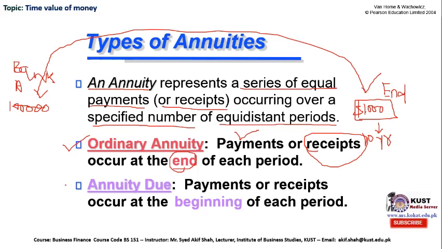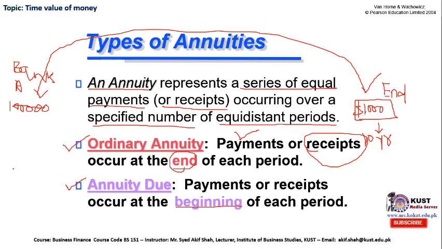Now, what is annuity due? Payments or receipts occurring at the beginning of each accounting period or the time period which has been decided between the bank and the investor. So what does this mean? It means that there are certain depository institutions which are offering you an annuity due option. Now, according to the time value of money, the dollar an investor gets today is worth more than the dollar he or she is going to receive tomorrow.